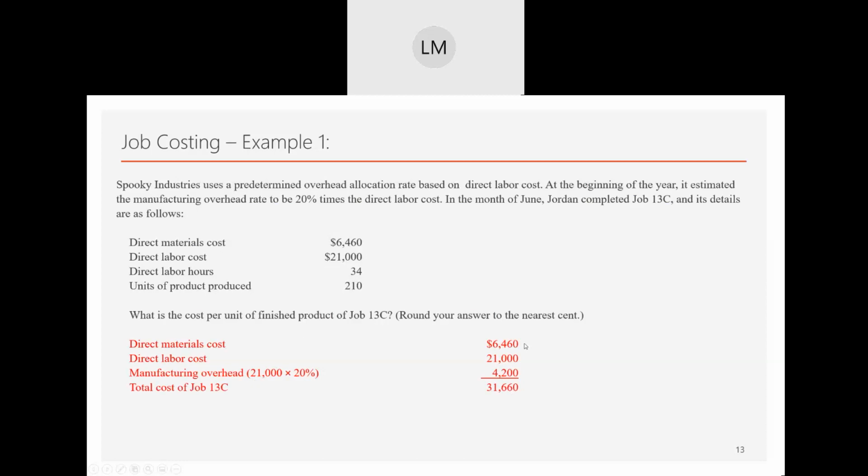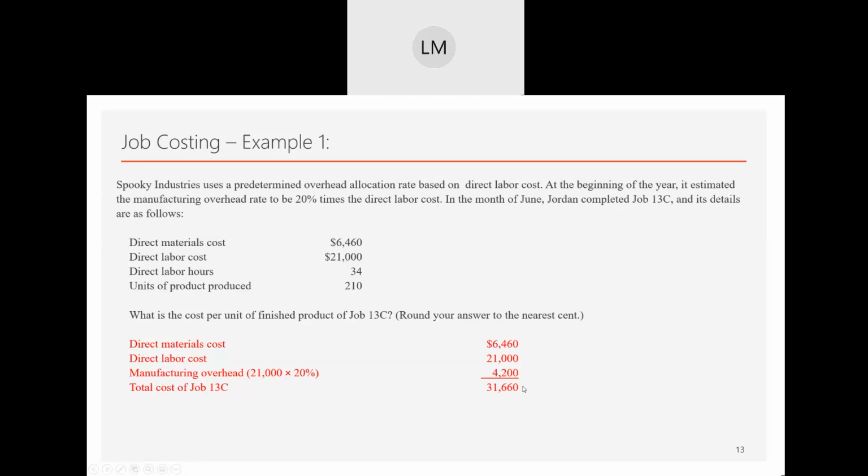$6,460 of direct materials, $21,000 of direct labor, and $4,200 of manufacturing overhead. So the total cost for Job 13C is $31,660.